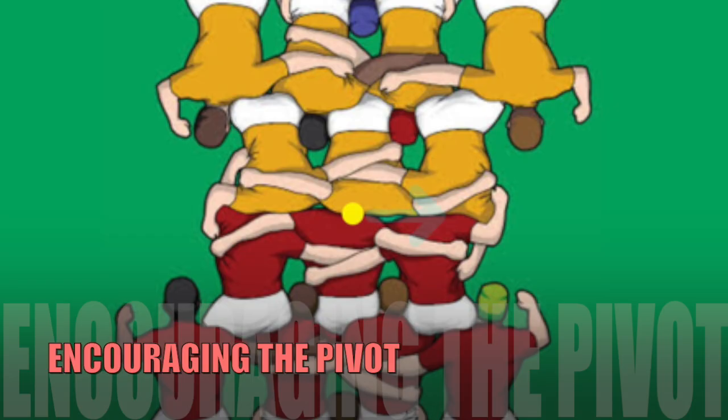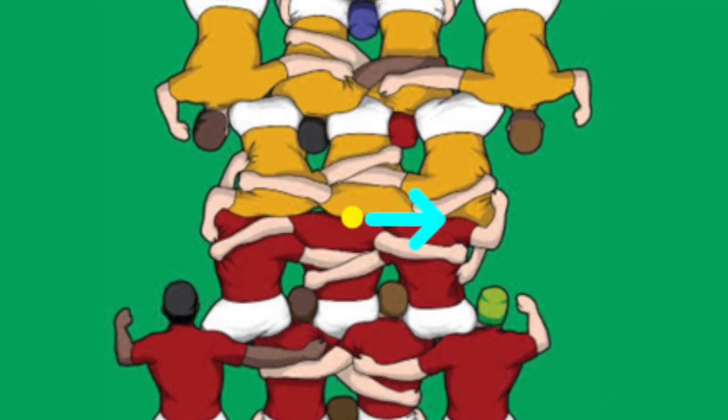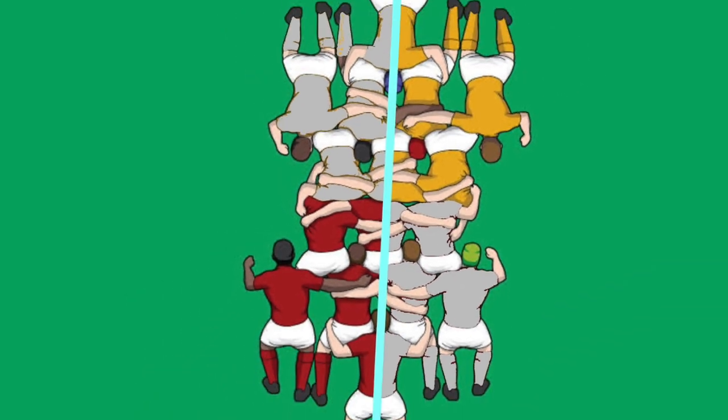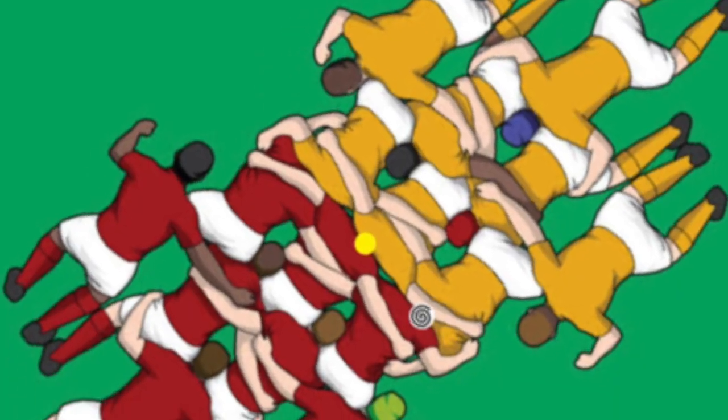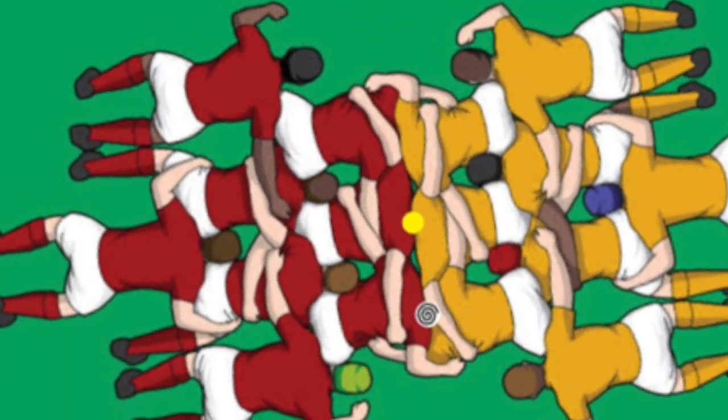Part 4. Encouraging the pivot. So if the tight head prop is combating the pivot, the loose head prop wants the pivot. He's got the advantage with the underhook and the weight distribution of the scrum, and he wants to use it. So how does he do that?